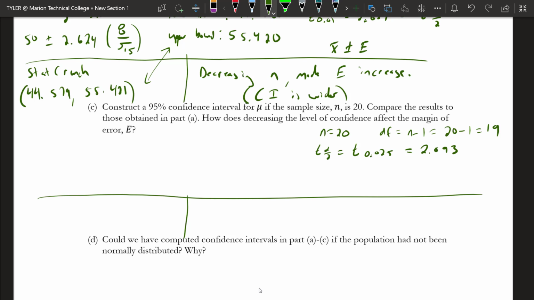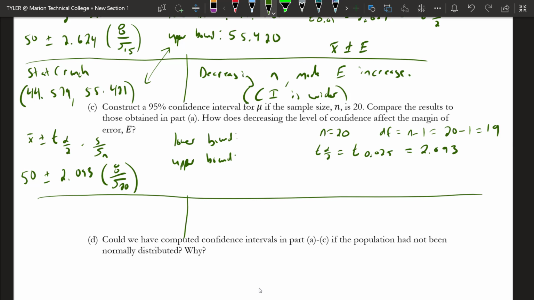Right, so then I need to take x bar plus or minus t alpha divided by 2 times s divided by square root of n. So we would have 50 plus or minus 2.093 times 8 divided by square root of n, which is 20. If you plug that in your calculator like I showed you, you can get the lower and upper bound fairly easily. So the lower bound is 46.256 and the upper bound is 53.744.